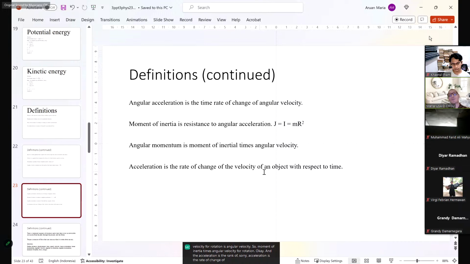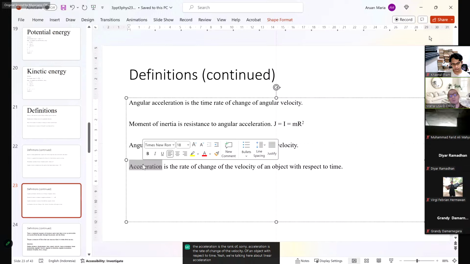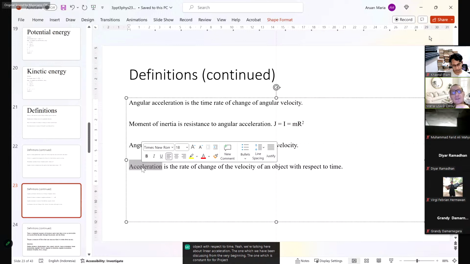Okay. And the acceleration is the rate of change of the velocity of an object with respect to time. Yeah, we are talking here about linear acceleration, the one which we have been discussing from the very beginning, and the one which is constant for projectile. For projectile, linear acceleration is the gravity acceleration, and it is approximately 10 meters per second squared. Any questions about definitions of the physical quantities, or about projectile or kinetic energy or potential energy or anything else?